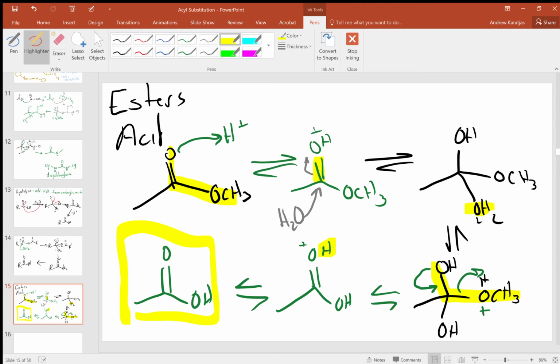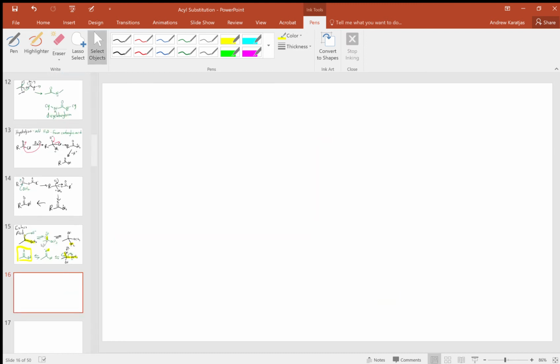And so because of this, in general, for ester hydrolysis, we prefer basic conditions. Although, as you'll see, basic conditions do have their own issues as well. But the typical hydrolysis, the most common way to hydrolyze an ester, is using hydroxide.